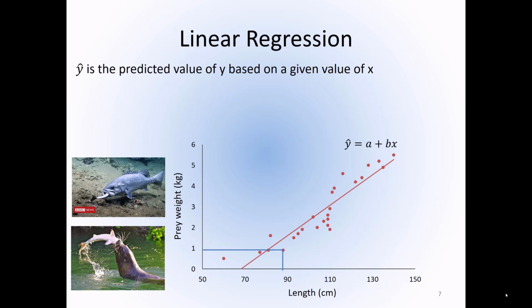We can then compare that to our actual y value for that data point. And again, the difference here is going to be our residual, that error value of the difference between our actual value and the predicted value based on the regression model.